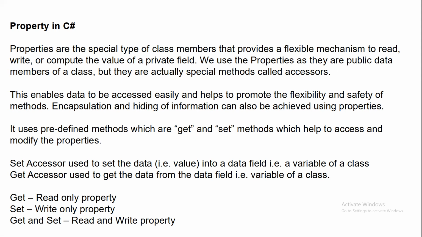If you want to implement a property, you have to use methods called accessors. And the methods are normally get and set methods. Get is to read the property, to read the variable value. Set is to assign. And if I say get and set, it is basically to read and write. So let me show you one example.